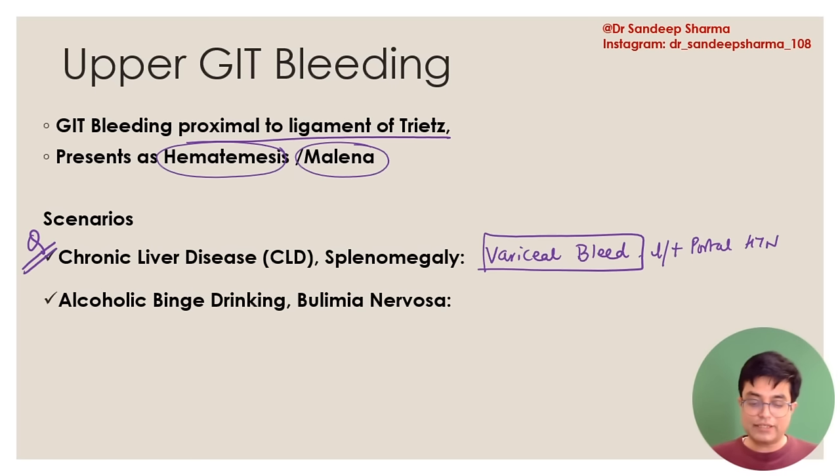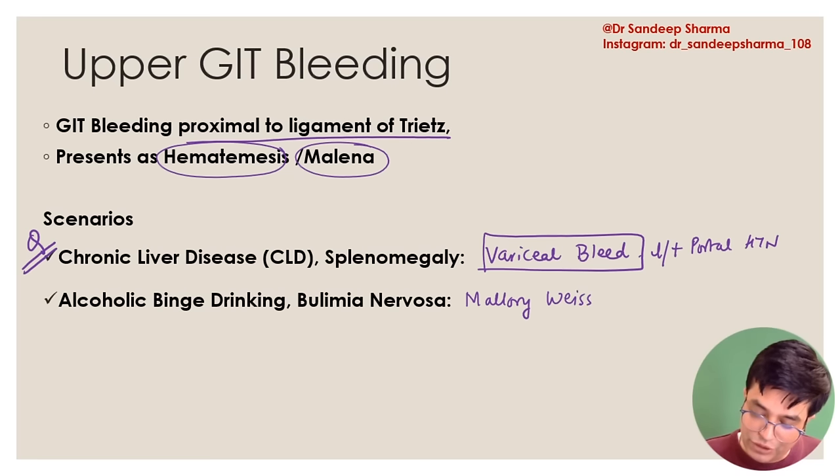Look at the second. If the question says there was alcoholic binge drinking followed by vomiting leading to upper GI bleed, or a bulimia nervosa patient having forced vomiting causing bleeding, the likely diagnosis in the patient, the cause of upper GIT bleeding, is going to be Mallory-Weiss tears.